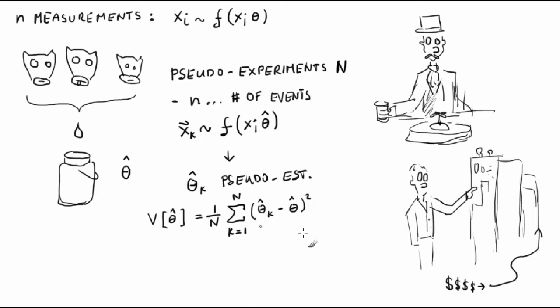This estimate is unbiased because the parameter theta hat is the same as we used in the probability density function when generating the pseudo-data. Alternatively, we can use the mean value of pseudo-estimates theta hat k instead of the original estimate theta hat. However, in this case, we would have rather used the factor 1 over n minus 1 in order to get an unbiased estimator of the variance.